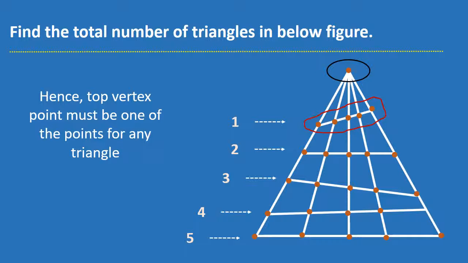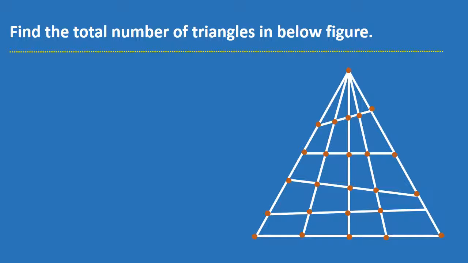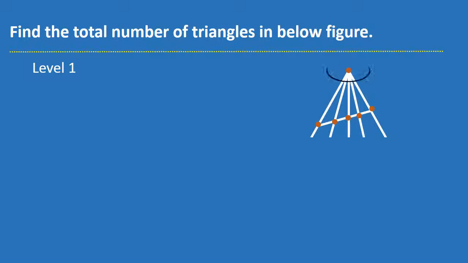Let us consider level 1. As we saw, this top vertex point is one of the points for the triangle. We need to select 2 other points from the 5 points as highlighted. In how many ways can we select 2 points out of these 5 points?